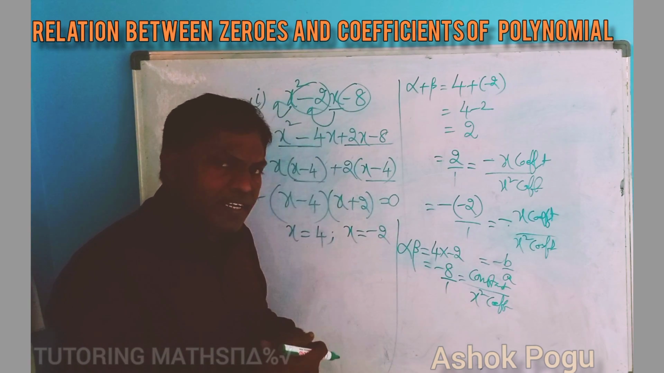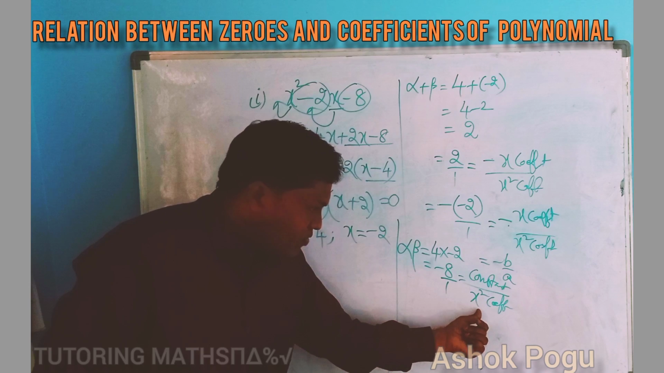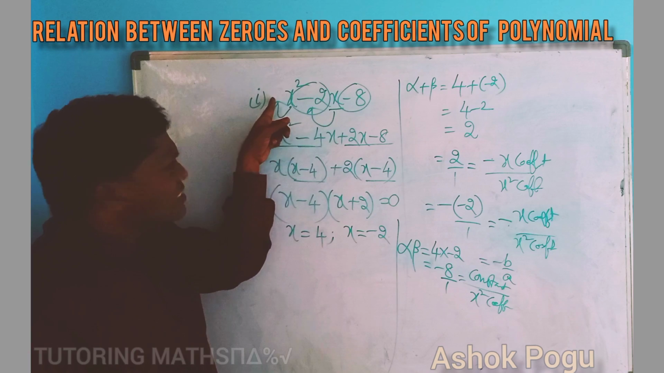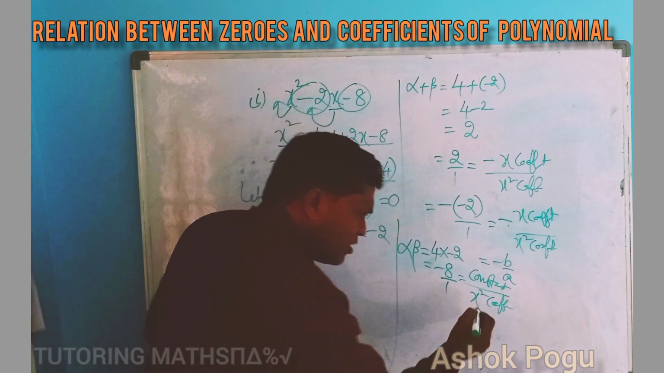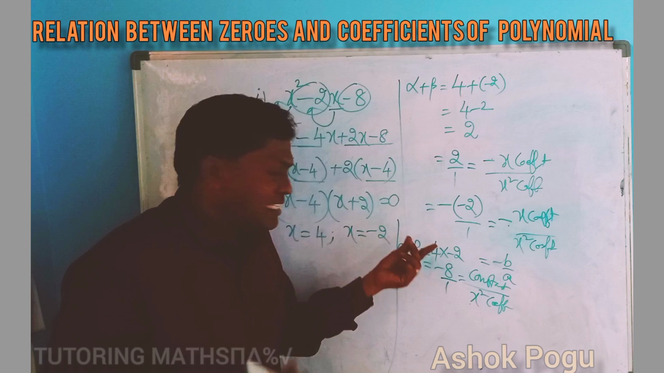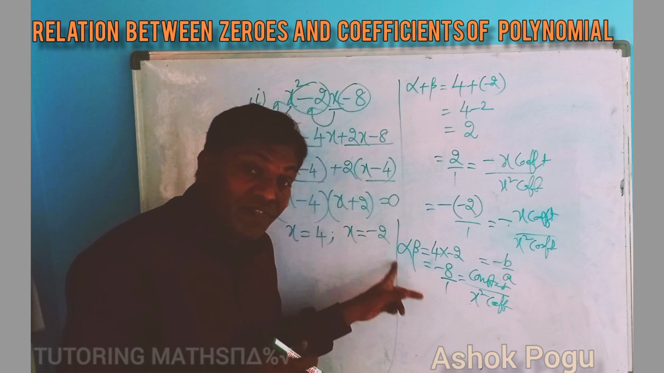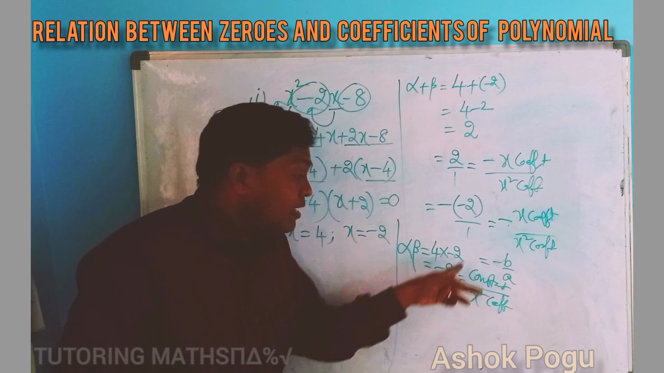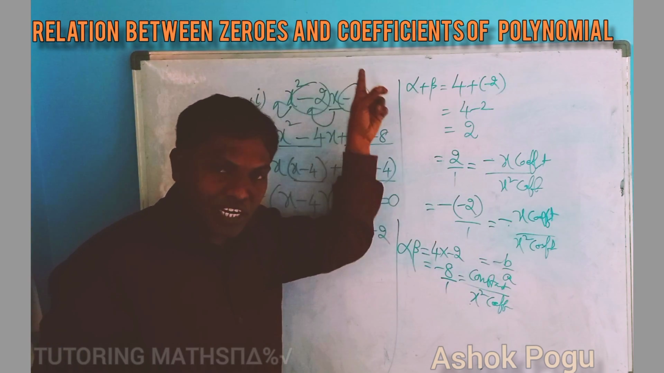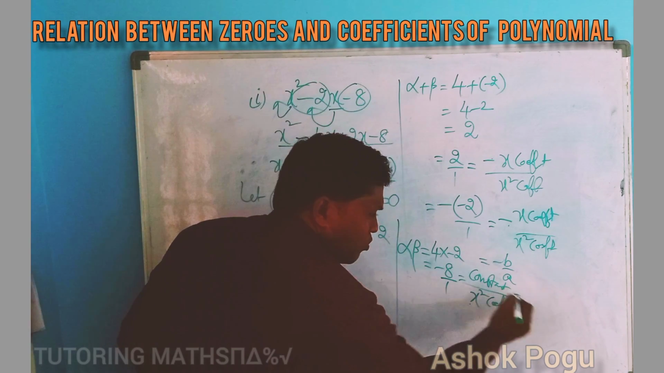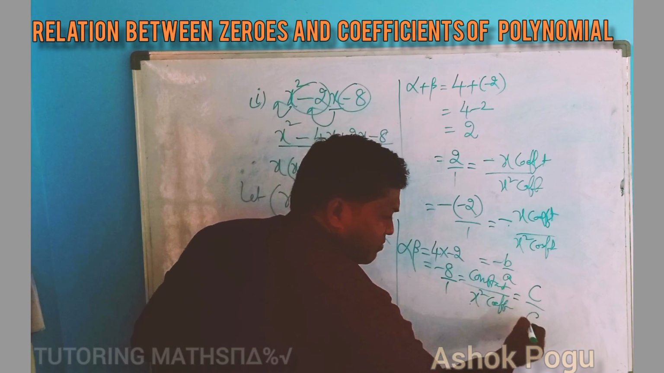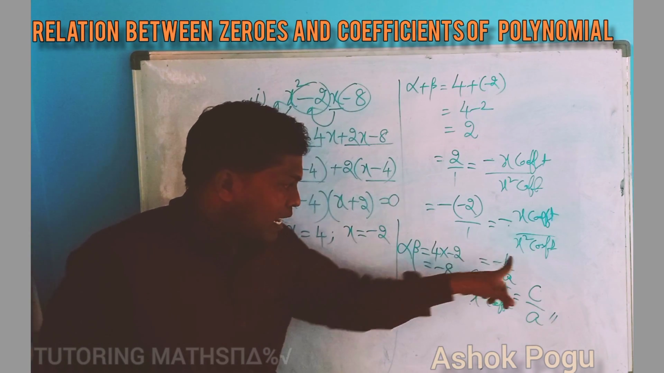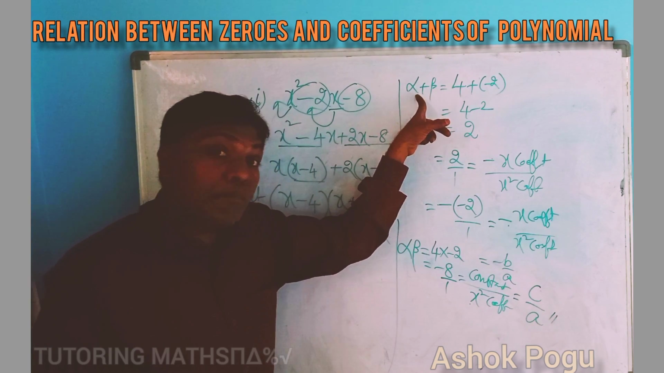The numerator has been verified. Now go to the denominator. What is the denominator of the formula? The x square coefficient. Is 1 the x square coefficient? Yes, there is no coefficient. So minus 8, the result which is the product of the zeros, has been verified. The zeros have been verified with the coefficients of this polynomial. So constant is c, x square coefficient is a. This is c by a, which is called the product of the zeros, and minus b by a, which is called the sum of the zeros.